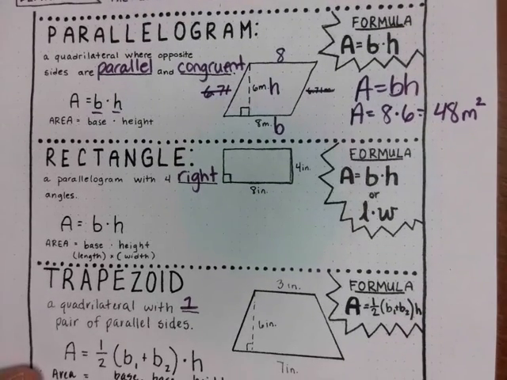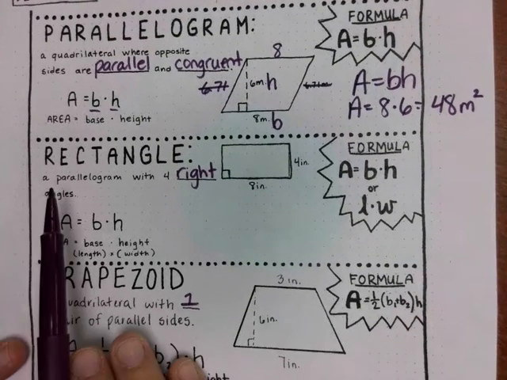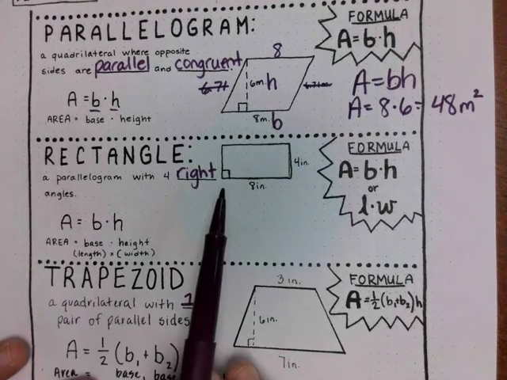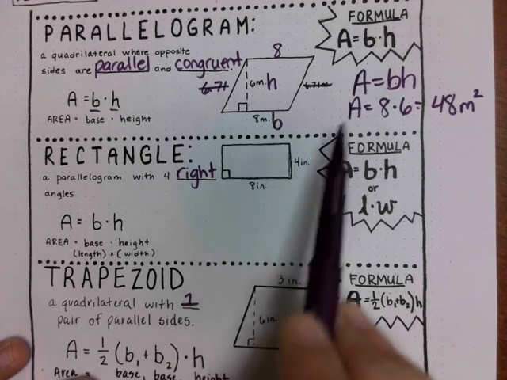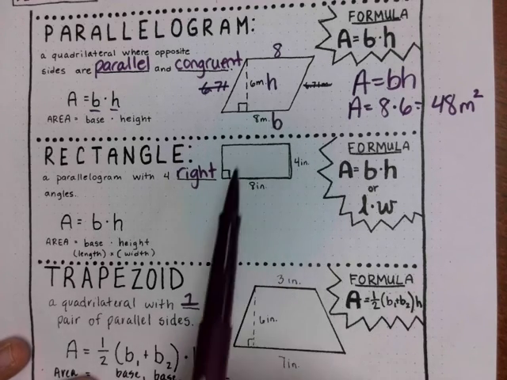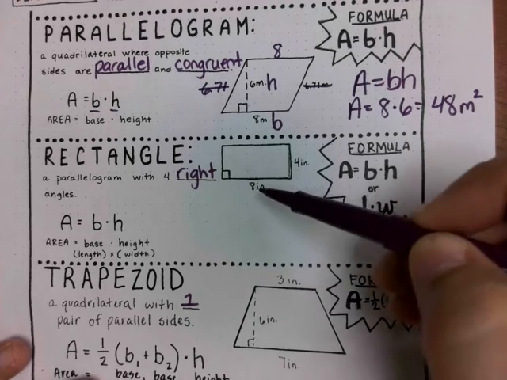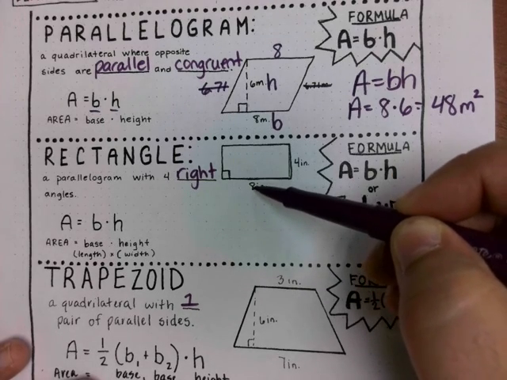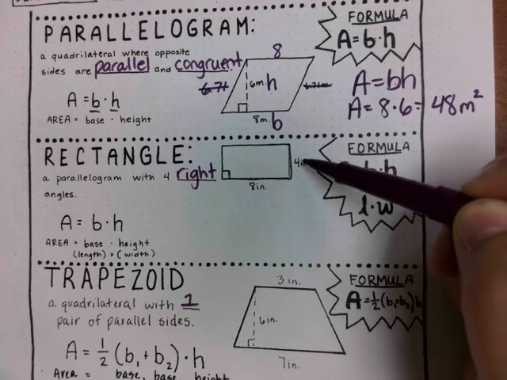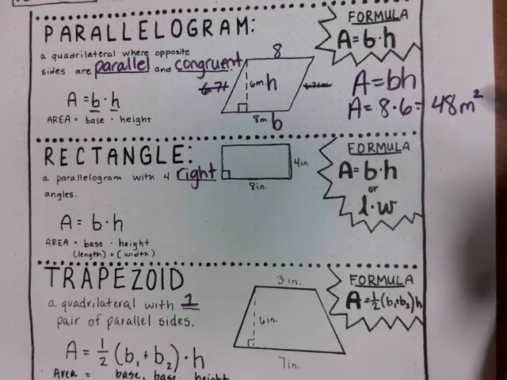All right, rectangle, just like parallelogram. It is a parallelogram with 4 right angles. Okay, so a parallelogram doesn't have 4 right angles, but a rectangle does. And just like before, the opposite sides are the same. So if this is 8, then this is 8. If this is 4, then this is 4.